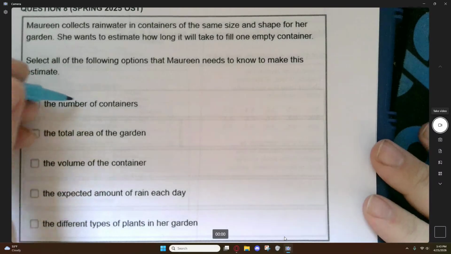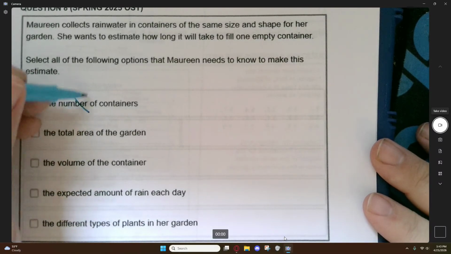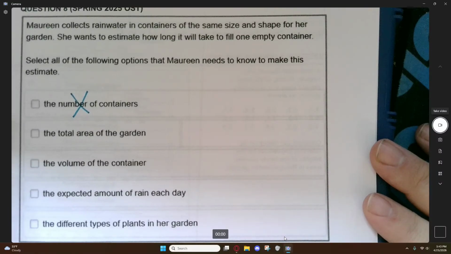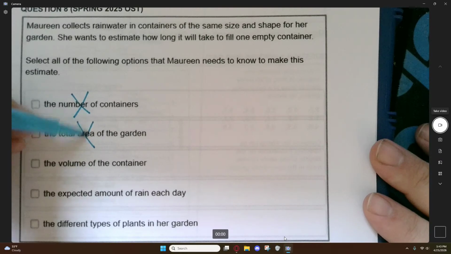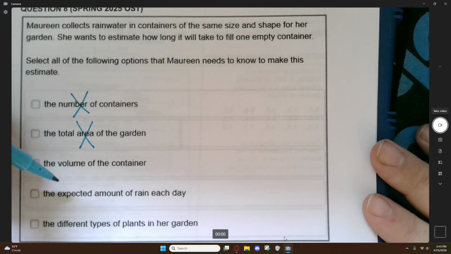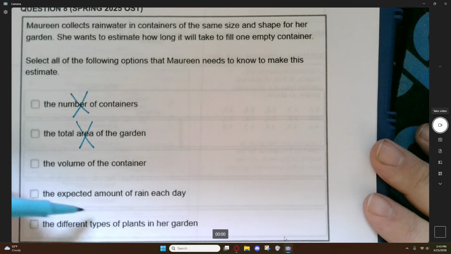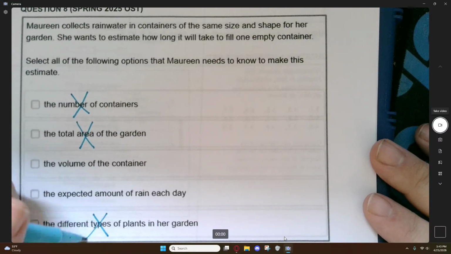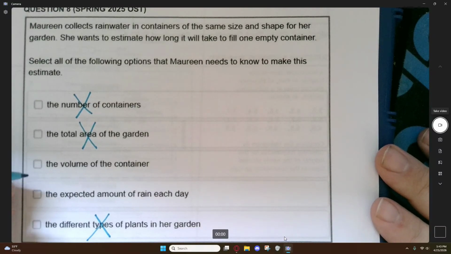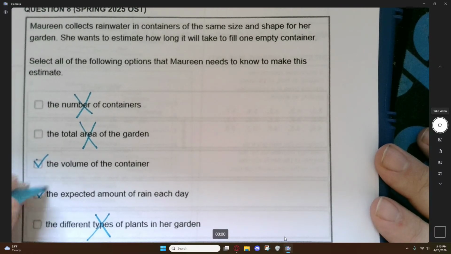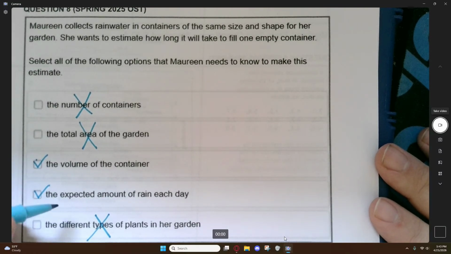So, if she's trying to figure out how long it takes to fill one empty container, she doesn't need to know the number of containers. Okay? She doesn't need to know the total area of the garden, because that has nothing to do with the amount of rainwater in the containers. She doesn't need to know the different types of plants in her garden, because again, that has nothing to do with collecting rainwater in containers. What she needs to know is how big is the container and how much rain you get in a day. That's all she needs to know.